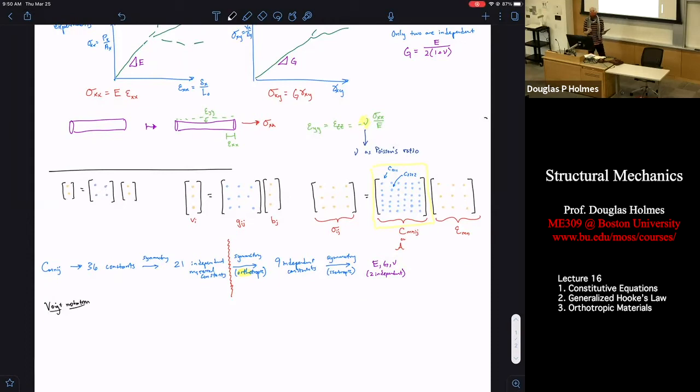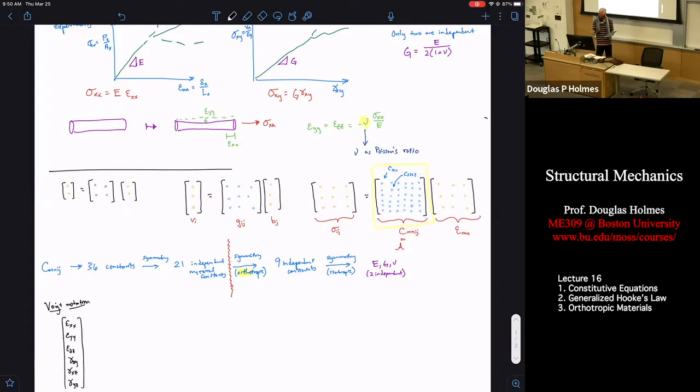In the Voigt notation, they take your stress and strain tensors and flatten them out to vectors. So the Voigt notation would say, I have epsilon xx, xy, xz. Wait, what happened here? Sorry, I did that wrong. The Voigt notation looks like this. It collects the normal strains and then the shear strains. So it's epsilon xx, epsilon yy, epsilon zz, gamma xy, gamma xz, gamma yz.